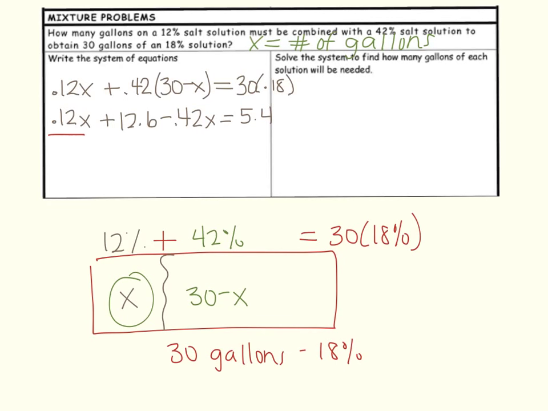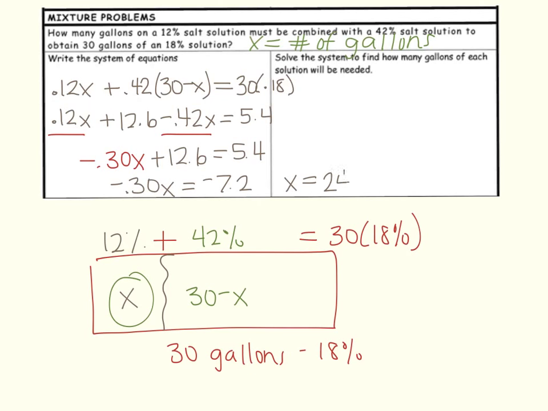Combine like terms. 0.12x minus 0.42x is going to give me negative 0.30x plus 12.6 equals 5.4. Subtract 12.6 from each side. I get negative 0.30x equals negative 7.2. Divide by negative 0.30 and I get x equals 24, and that's 24 gallons.